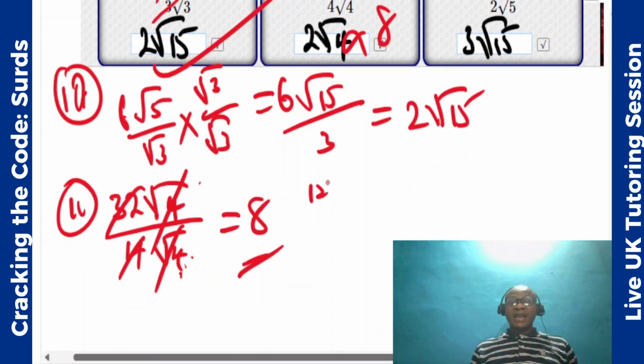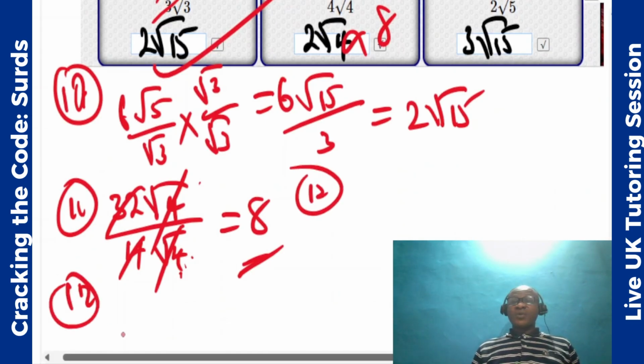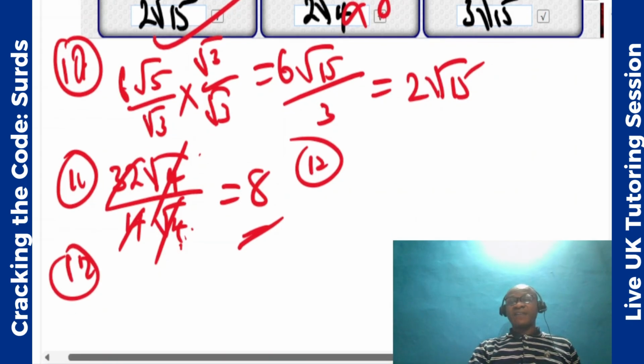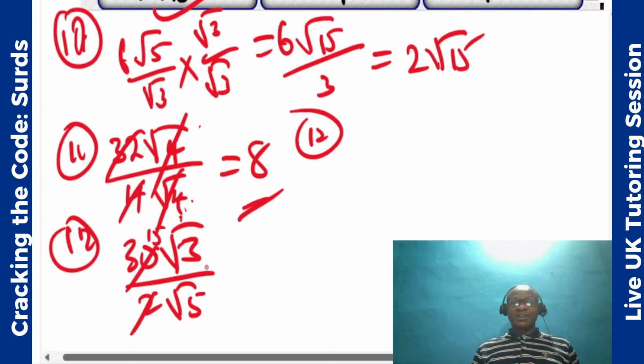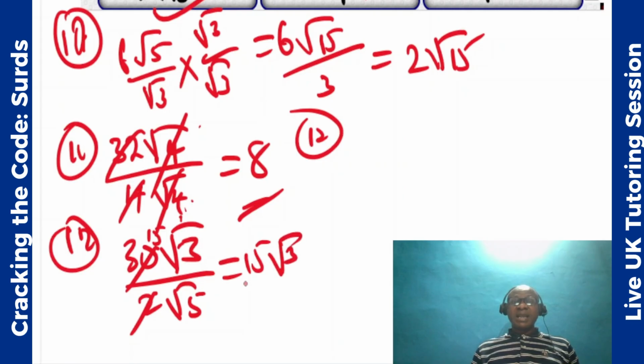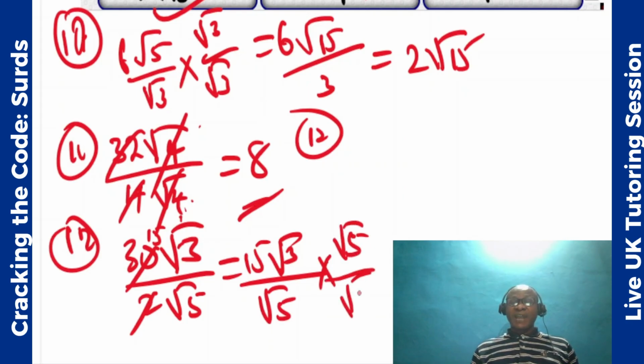In number 12, we are given, okay, let me put it this side. Number 12, we are given 30 root 3 divided by 2 root 5. I want you quickly to cancel out these 2 with the 30 so that you get 15. Now you have 15 root 3. At the denominator, you got root 5 left. Then rationalize it this time. Which is multiply by root 5 on both ends, numerator and denominator. Isn't it?